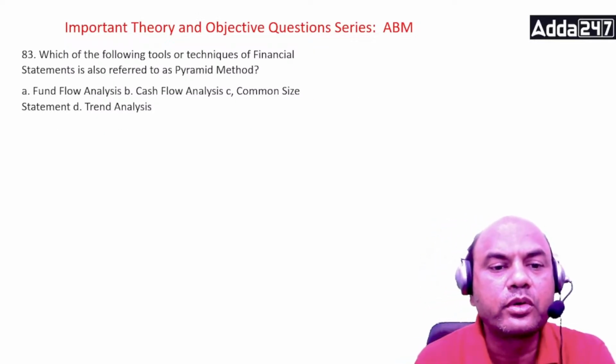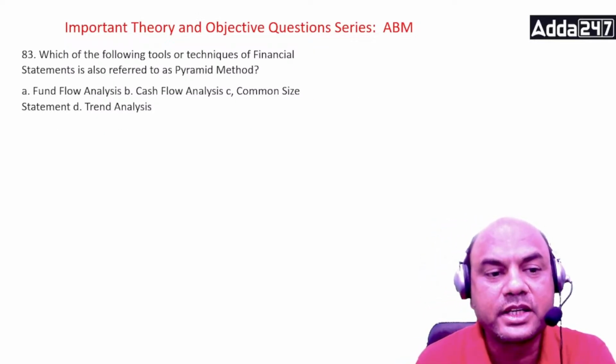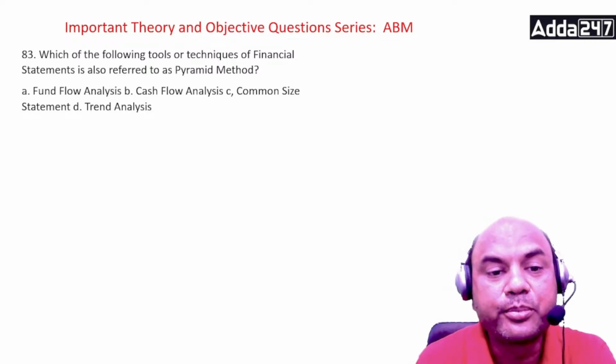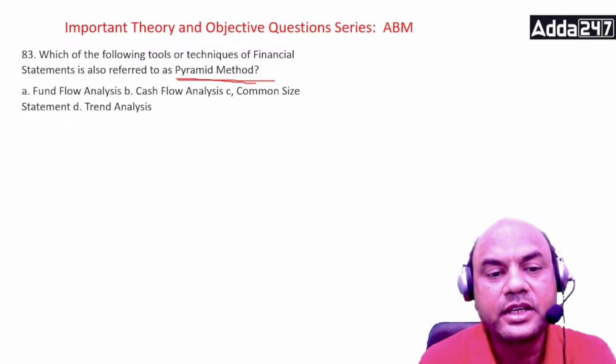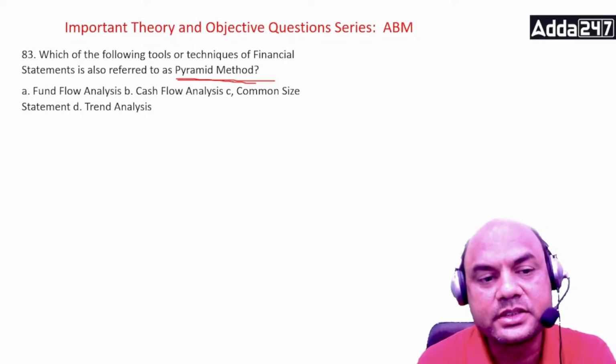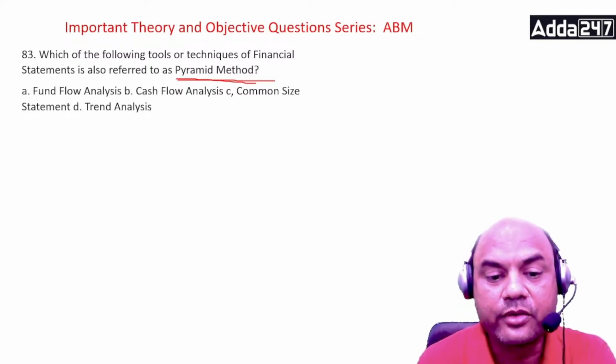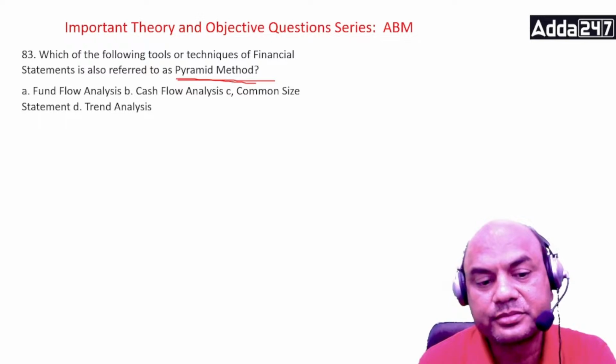Which of the following tools or techniques for financial statements is referred to as the pyramid method? Funds flow analysis, cash flow analysis, common size statements, and trend analysis. So which is referred to as the pyramid method?